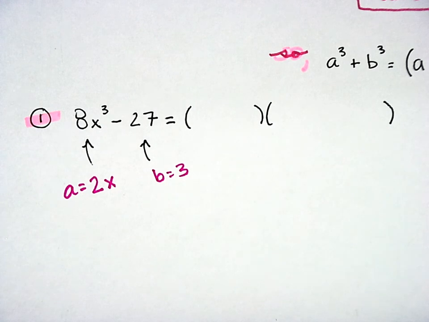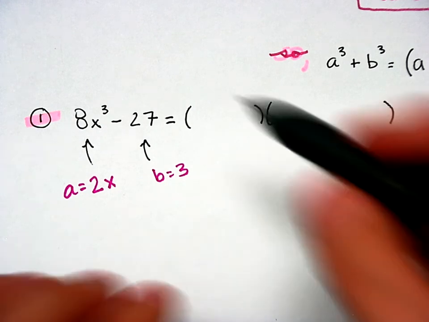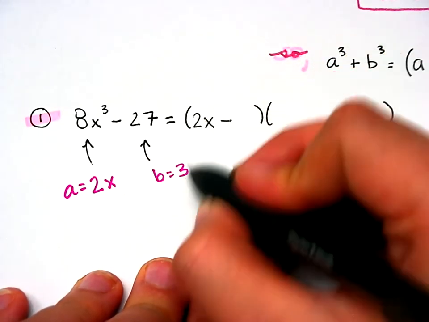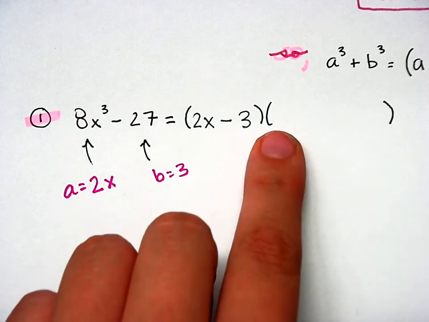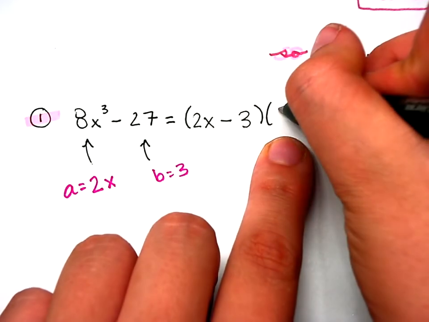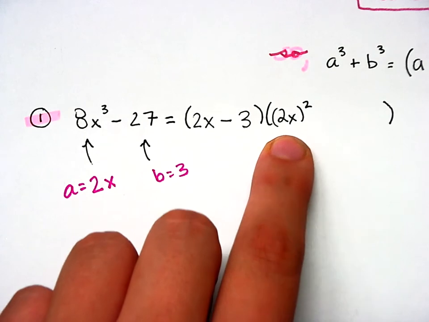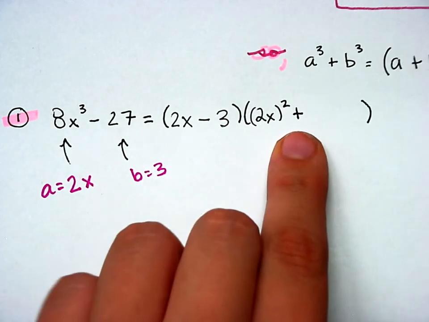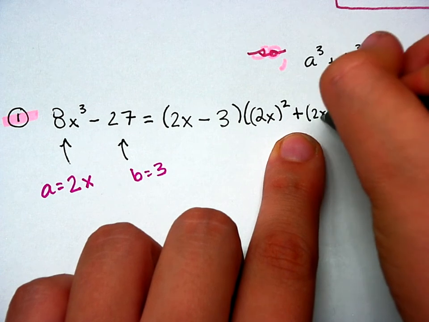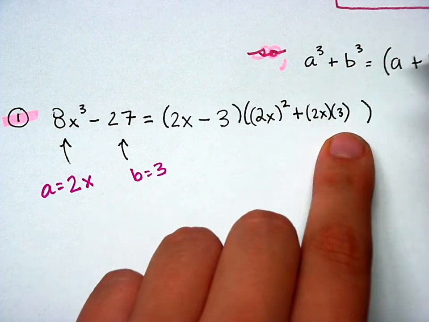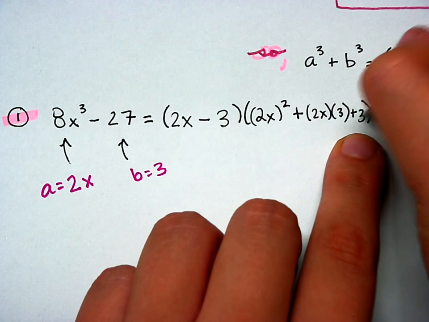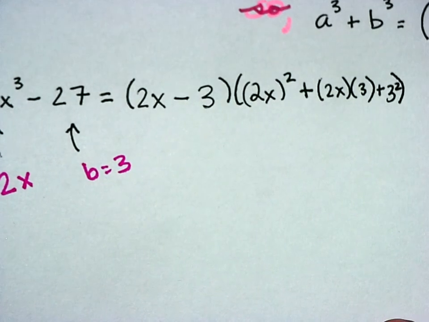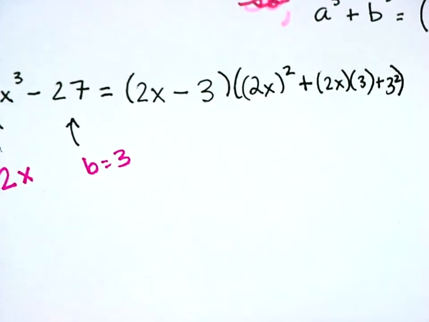All right, so let's get started writing the rule. The first one is a minus b, because it's the same sign, 2x minus 3. The next one is a squared, so I'm going to have 2x squared. I'm going to simplify this later. Then I'm going to write the opposite sign, plus, and then a times b, and then always plus, and then b squared. Ran out of room a little bit. So let me zoom in on what I have here, and then we're going to simplify underneath just so this looks a little prettier.